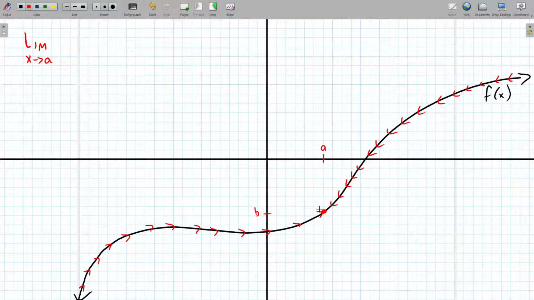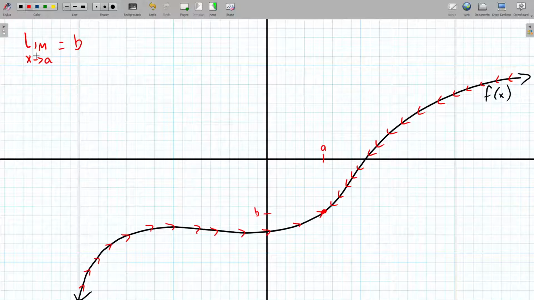Now if it looks like our fingers are going to hit the same thing coming from the left and the right, in this case it looks like it's going to hit this B value, that is what the limit is. It's that simple. However, it's not always going to be like this. Right? There's a lot of different interesting things that can happen at specific points on a graph, and the limits will change depending on that specific point and what's happening.